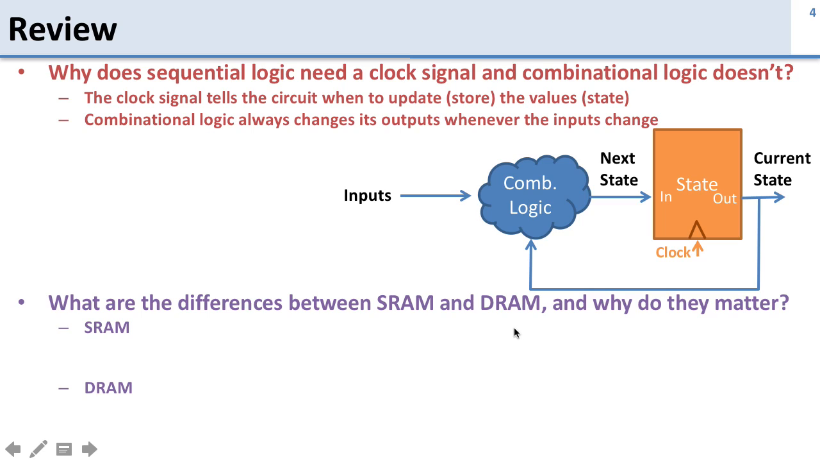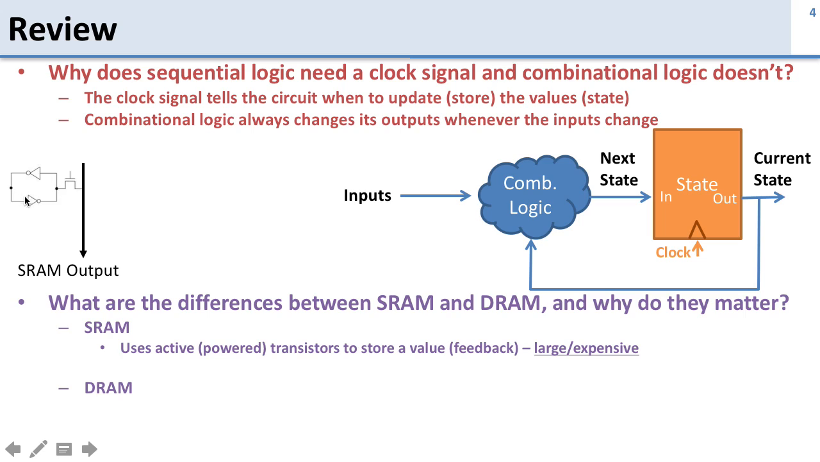Now, what are the differences between SRAM and DRAM? Why do they matter? Well, SRAM uses powered transistors to store value. Remember, we have a feedback loop. So here's the feedback loop that we have in SRAM, and 1 transistor to get the output. This is large, takes a lot of transistors to do this, so it takes up a lot of area and is expensive. But since these are active powered transistors, they can drive out more current, so it can be faster. It can change the voltage on this wire faster, which means you can read it more quickly.